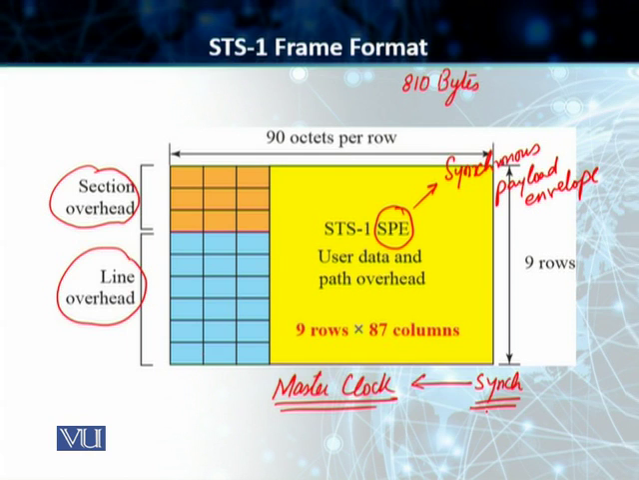And students, our user data goes into this particular area of a frame, and we have got the path overhead which resides in this particular frame as well, and this consists of 9 rows into 87 total columns.